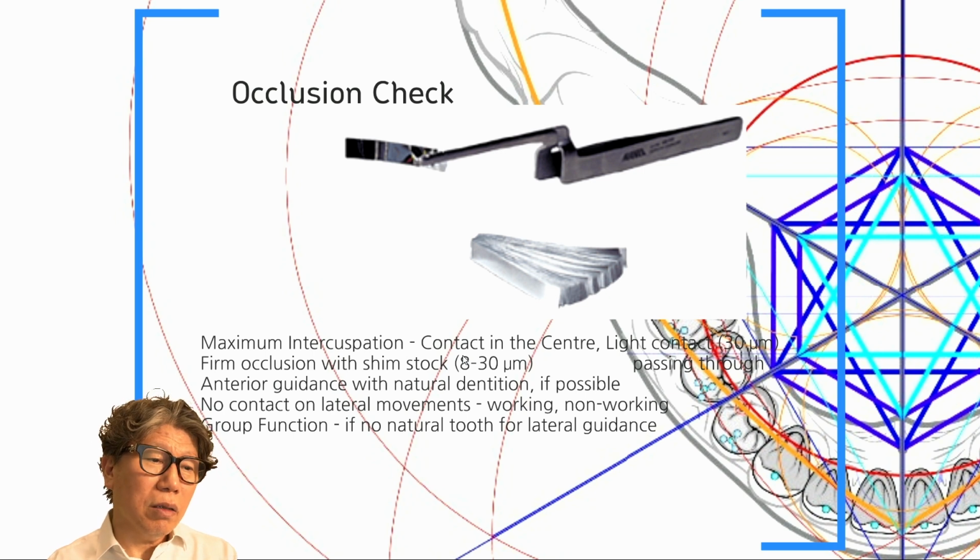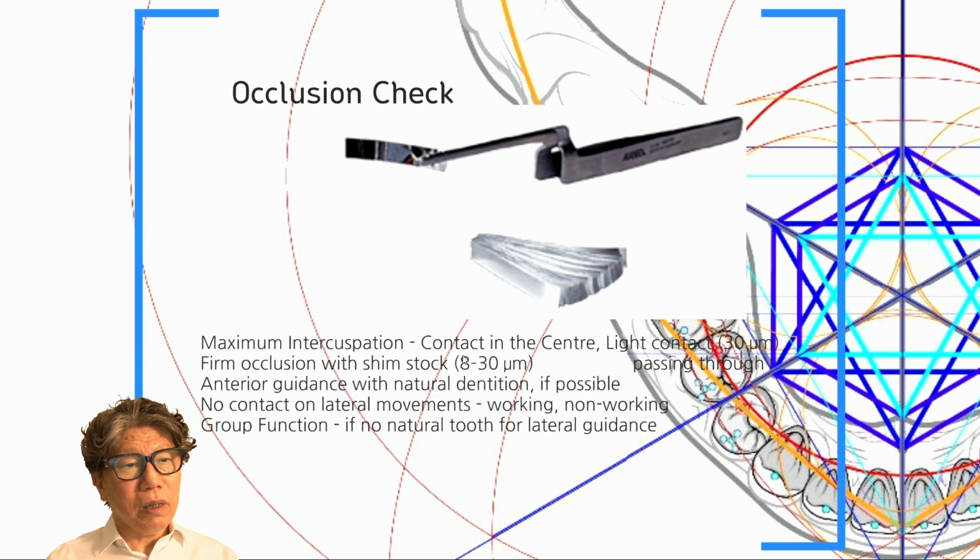Eventually, both the patient and we become exhausted. I have had many experiences where the problem was not resolved. In conclusion, it is impossible to simply evaluate whether the shim stock slips or not, and we need to see the overall occlusion situation by taking an occlusal record.